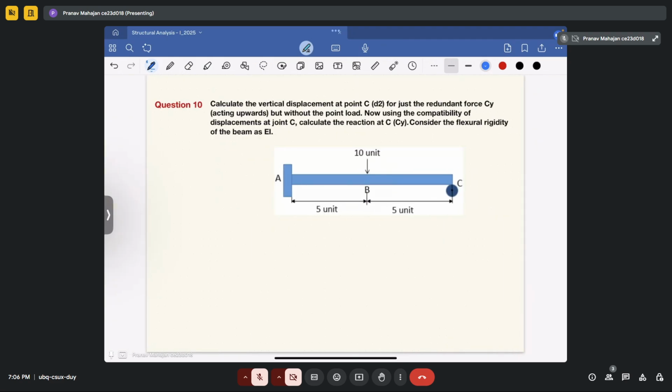So the next question is the continuation of the same previous question, and I will continue the solution also. In this, you have to calculate the vertical displacement D2 for just the redundant force acting upwards but without the point load. That means now you don't have to take this unit load. Okay. Now using the compatibility of displacement at joint C, calculate the value of the reaction and consider the flexural rigidity of the beam to be equal to 1. Okay. So now I am continuing with the previous question only.